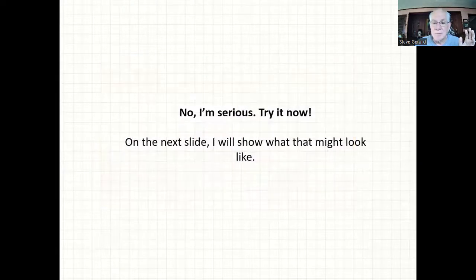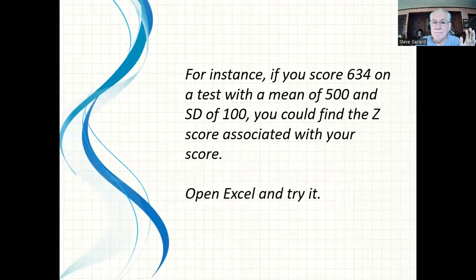Let me go back to the problem here. Again, you have a score of 634 on a test with a mean of 500 and standard deviation of 100. What's the z-score associated with your score? Now, if you look at that, a mean of 500 and a standard deviation of 100 could well be a standardized distribution. But you can use standardized with any distribution, so it doesn't really matter in this case.